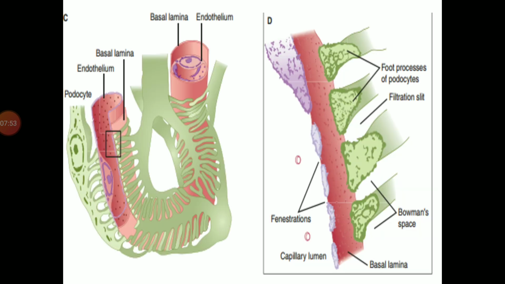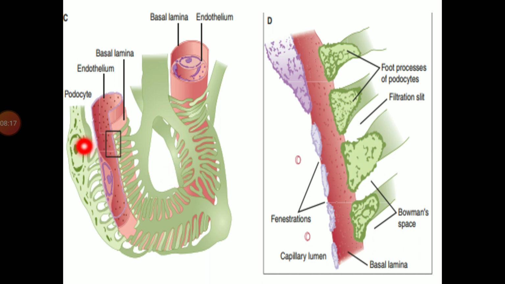Now, I have taken this diagram from Ganong 24th edition. Here you can see how all these structures are aligning. So these are again the capillaries. This is the first layer through which the blood has to pass, that is the endothelial layer, and then the second one is the basal lamina, and outside these are the foot processes of the podocyte.